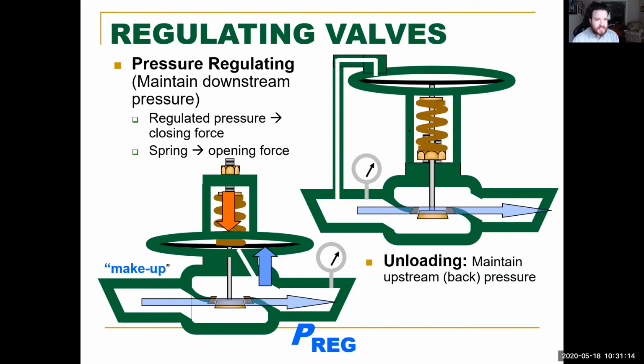So with this one, this is an unloading valve. It's maintaining upstream or back pressure. So it's still seating in the same direction, but the two things are different here. The spring is underneath, and now we're regulating the upstream pressure. And it's coming in on top of that diaphragm. So what's going on there? Let's break it down.